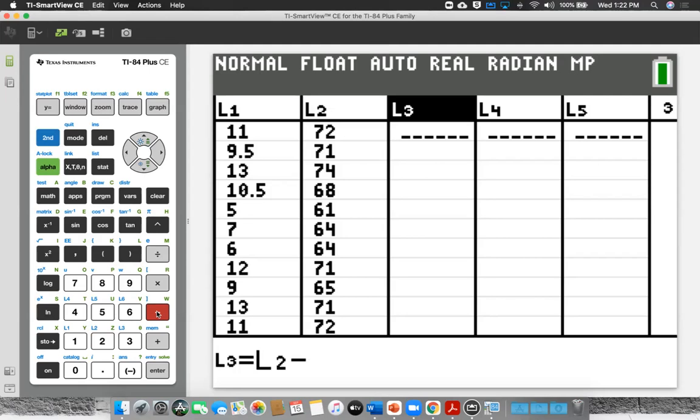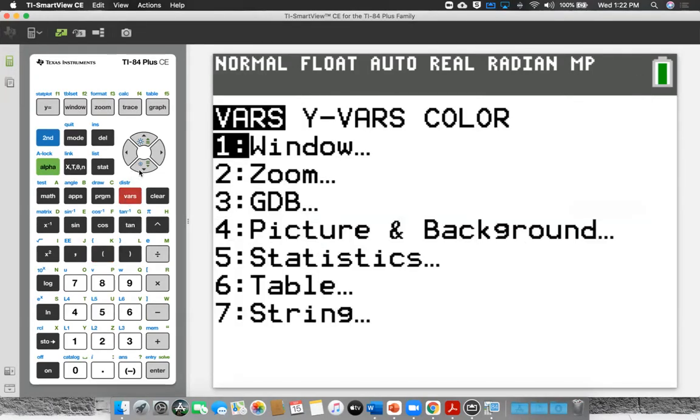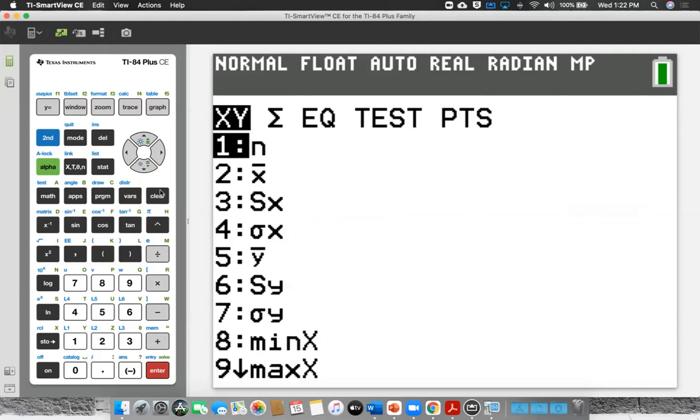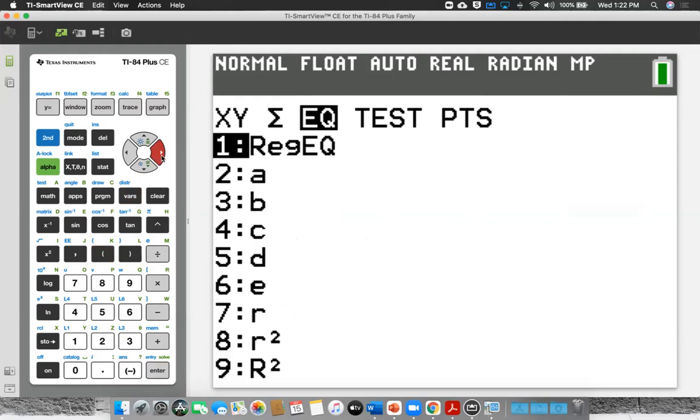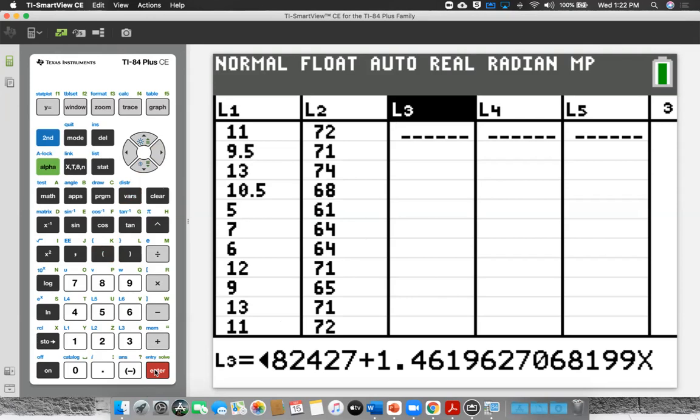The equation, right? I need the equation. Since it's an equation, I'm going to put parentheses. And then let's go find the equation. We did this yesterday. Hopefully the calculator remembers what my equation is. If it doesn't, we'll just calculate it again. So remember, it's in vars, down to statistics, over to EQ for equation, and then the top one. Does it remember? It does. Wow.